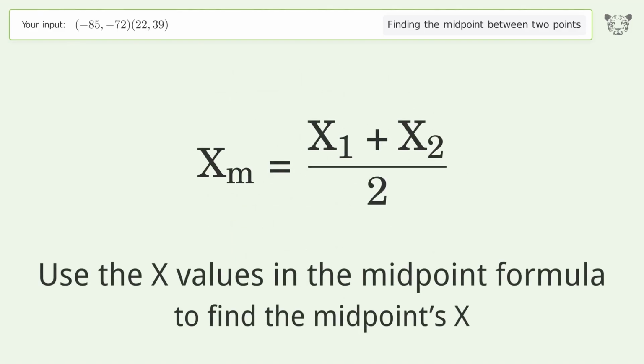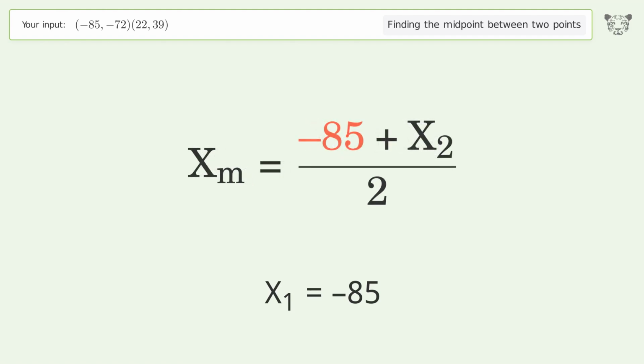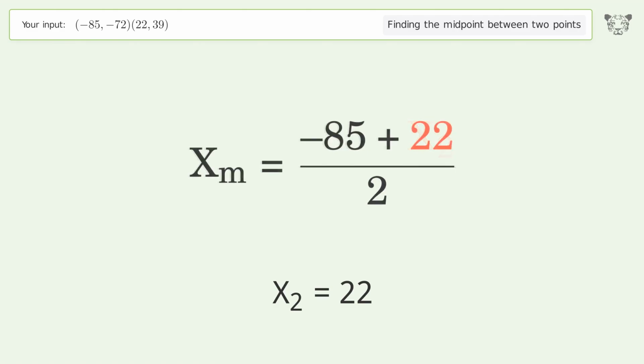Use the x values in the midpoint formula to find the midpoint's x. x1 equals negative 85. x2 equals 22. Simplify the arithmetic.